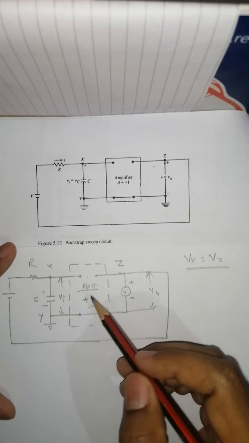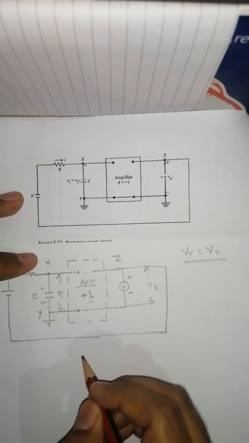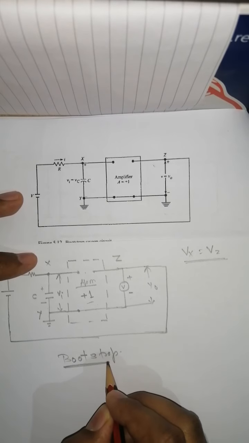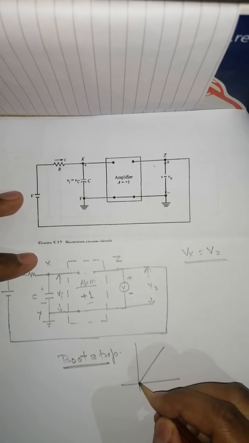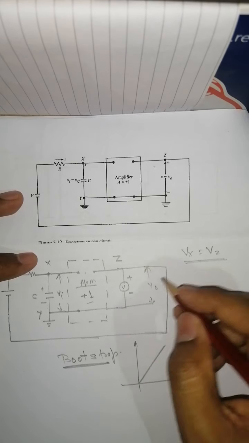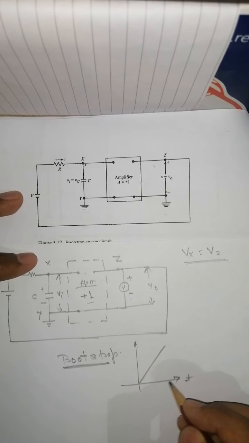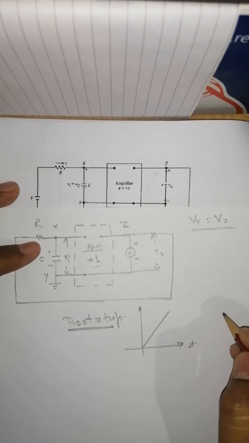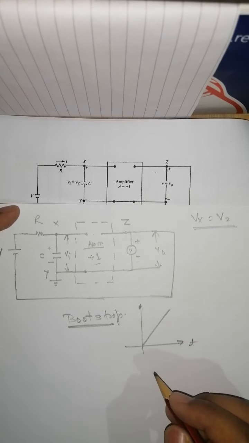So this is the only difference between the Miller circuit and the bootstrap circuit. This is the amplifier, and this is the bootstrap mechanism. Here you will get a sweep of positive voltage. If you are generating output voltage here, it will be positive, so you will get a positive sweep with respect to time. But as compared to this, in the Miller circuit you will have a negative sweep with respect to time. Okay, so that is the basic philosophy of the Miller integrator circuit and the bootstrap. Thank you.